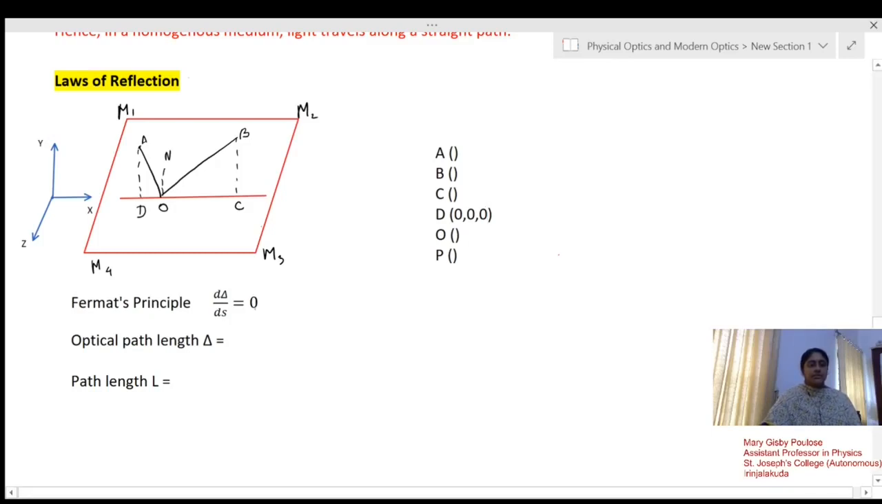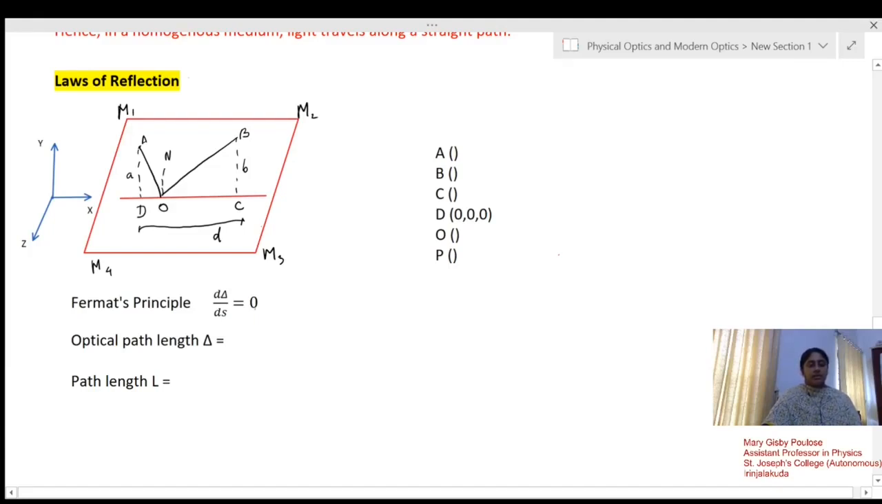Now, the distance from D to C, let it be small d. The distance from D to A, let it be small a. And the distance from C to B, let it be small b. Okay.